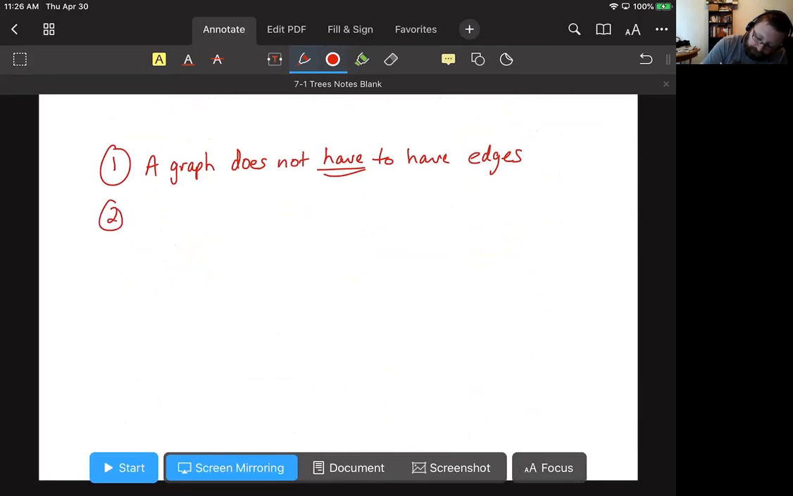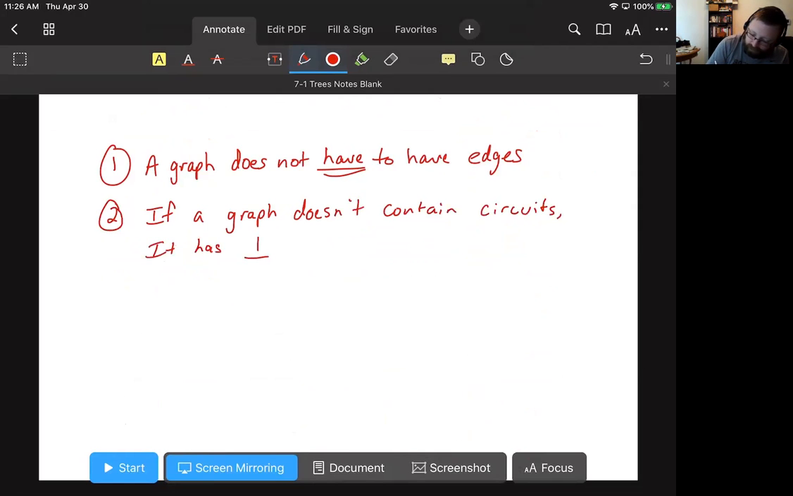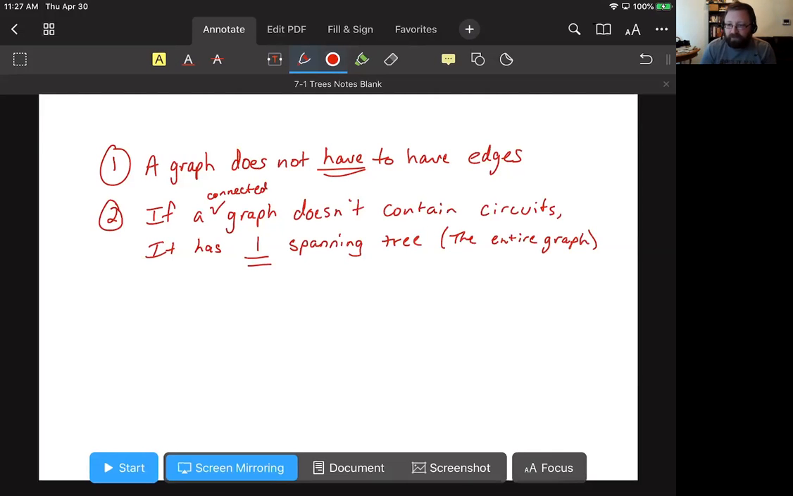Number 2, if a connected graph, and it should say connected graph, doesn't contain any circuits, it still has one spanning tree. The entire graph is a spanning tree. It is its own spanning tree, you might say. Okay, so something to keep in mind.